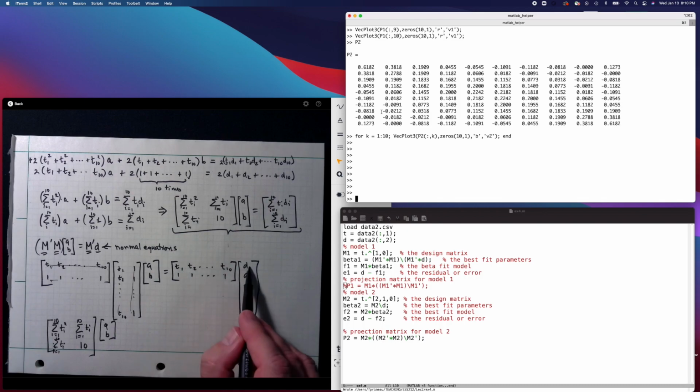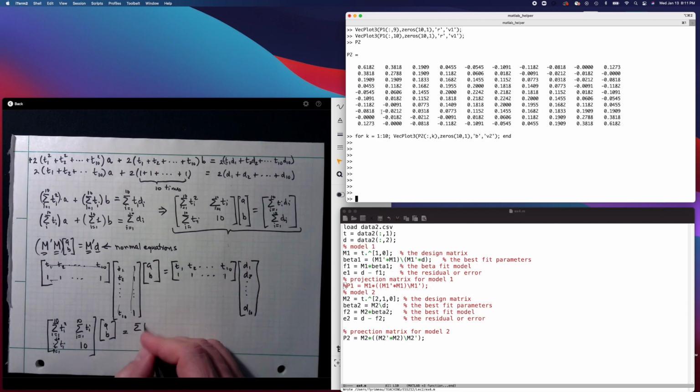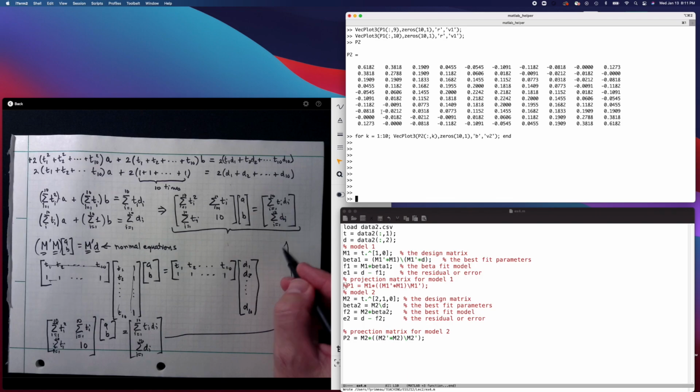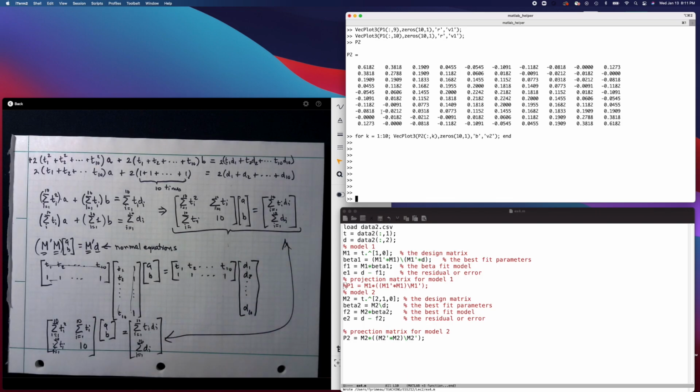So if I do T1 times D1 plus T2 times D2 all the way to T10 times D10, I get the same thing: the sum of T_i D_i, i equals 1 to 10. And then for the other one I get D1 plus D2 all the way to D10. And so this formula is the same as this one, so we get the same solution.